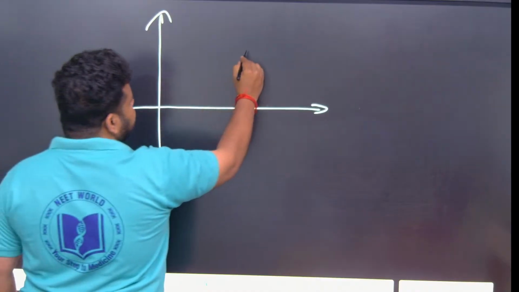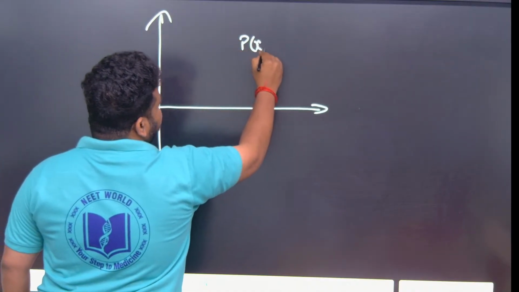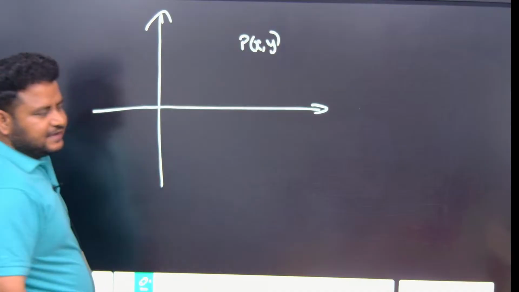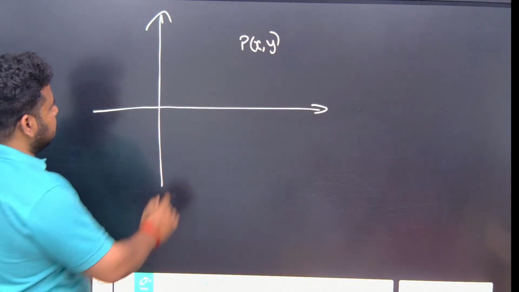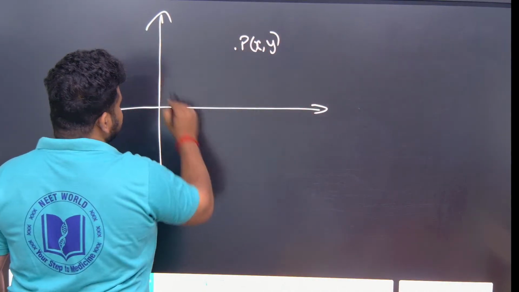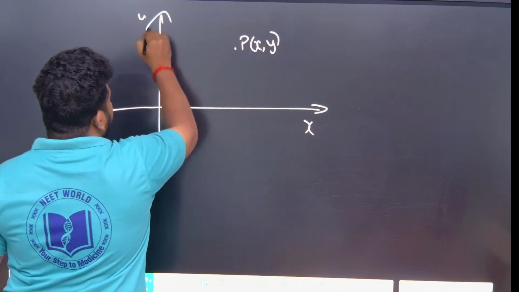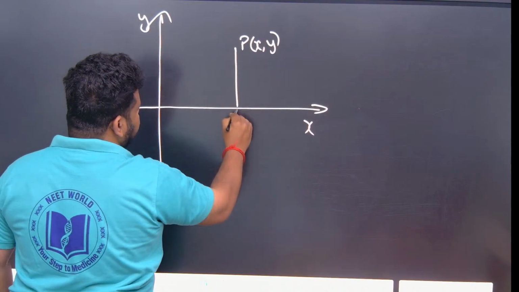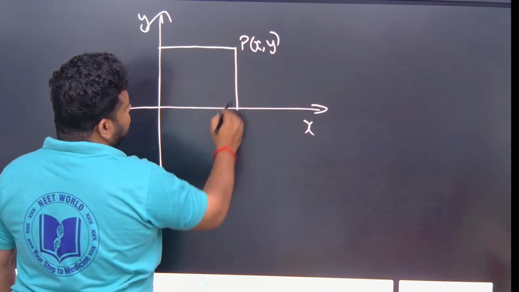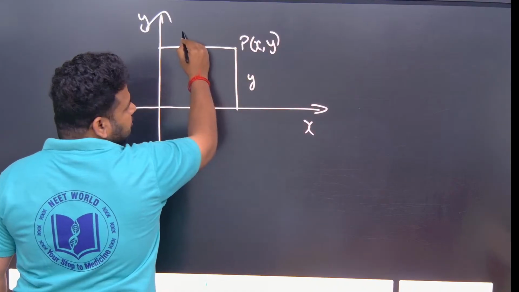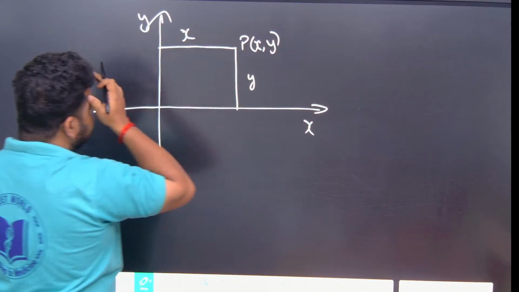So, there is a point P, x comma y. What will be the coordinates? This is x comma y, meaning this is the x coordinate, this is the y coordinate. So this will be point P, x comma y. This length will be y. This length will be x, correct? Okay.